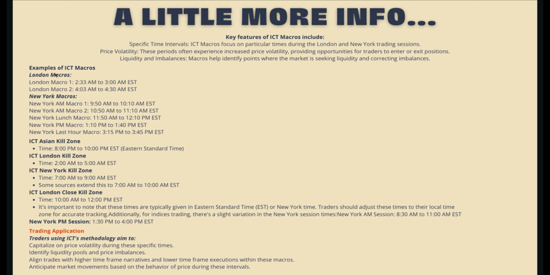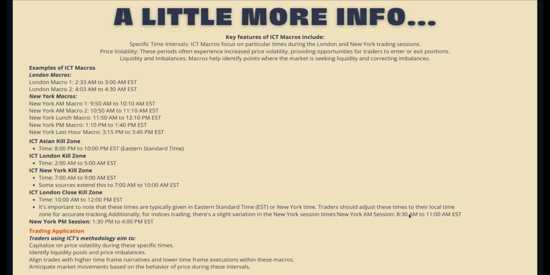All right. Now, examples of ICT macros. Here are all the macro times that I believe are correct. So you can trade during these time periods and you can make a strategy around these specific time periods if you are very constrained on time. All right. Now, here are the times for the kill zones that you can use. It's very important to note that these times are typically given in Eastern Standard Time or New York time. Traders should adjust these times to their local time zone for accurate tracking. Additionally, for indices trading, there's a slight variation in the New York session times.